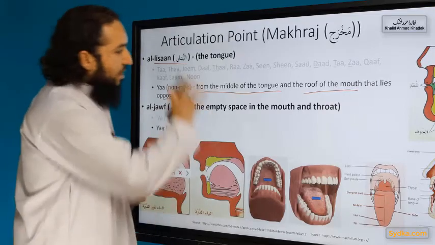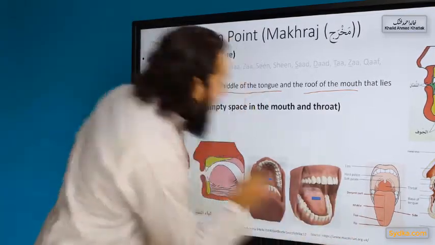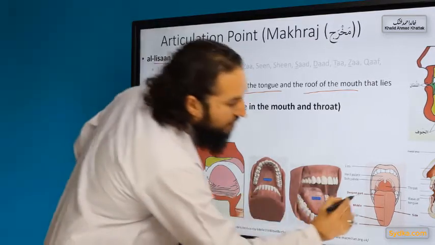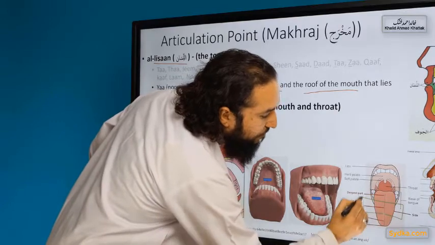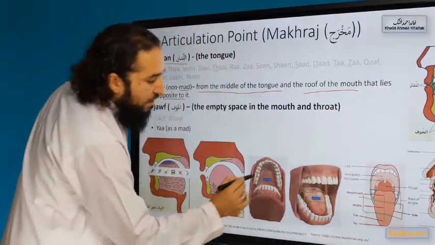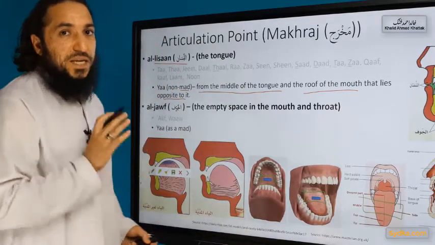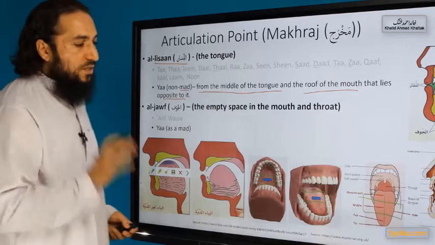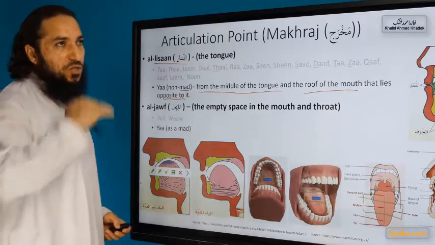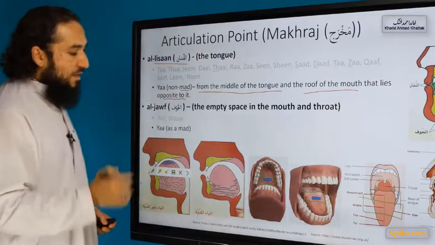Let me explain the top part first. This is the middle of the tongue, and that's the middle of the tongue, and what lies opposite to that. That's when we are pronouncing Ya as a consonant, not a vowel. For example, the middle of the tongue touches the roof of the mouth that is opposite to the middle of the tongue.